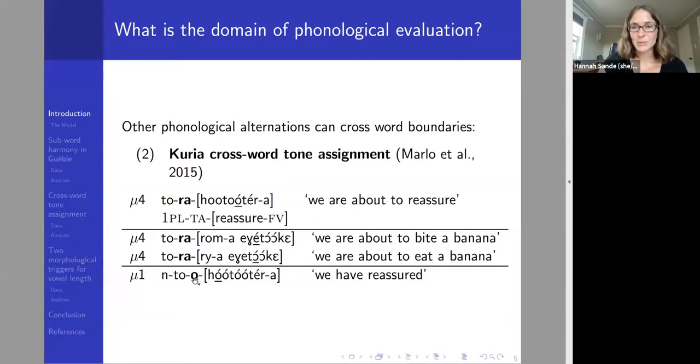In different tense-aspect contexts, you get the high tone assigned to different moras of the domain. So in the reassured, the high tone starts on the first mora of the verb stem, not the fourth as in the inceptive. So in this case, we're seeing a morpheme-specific process, namely where the high tone is assigned, that can cross word boundaries.